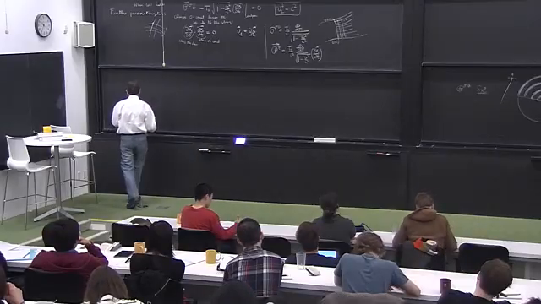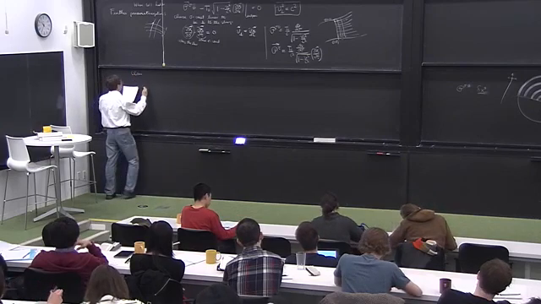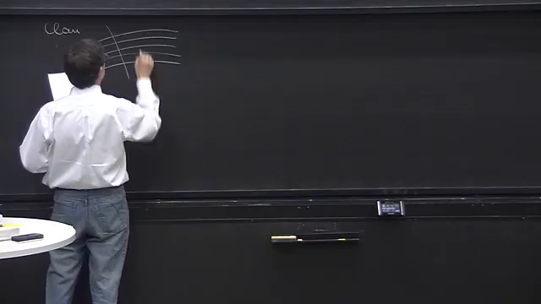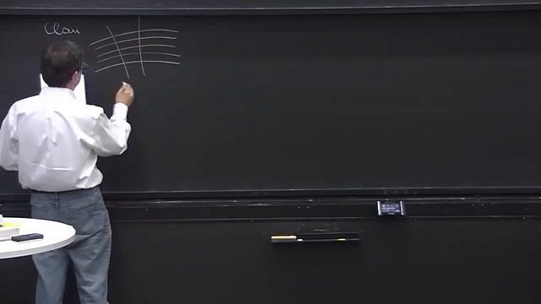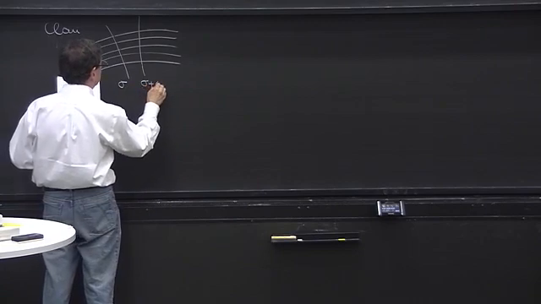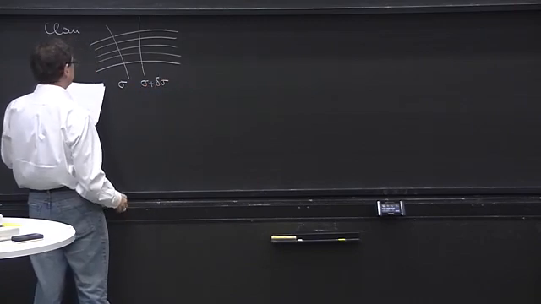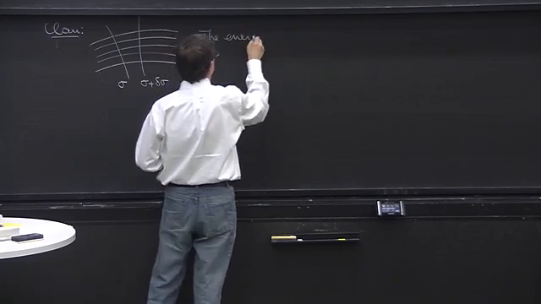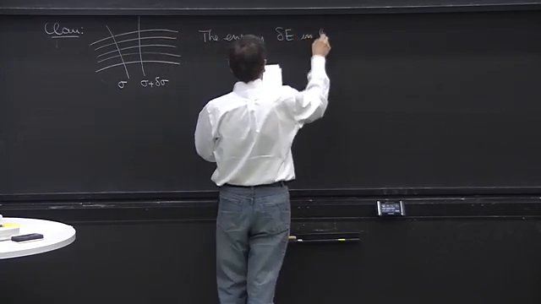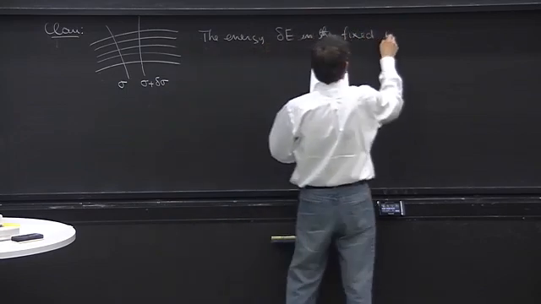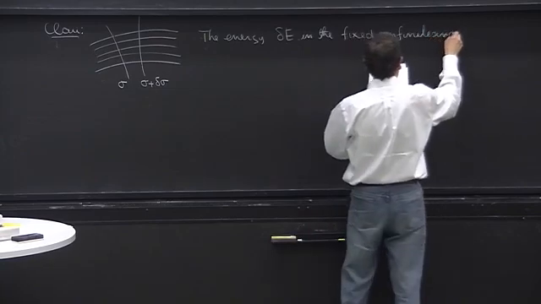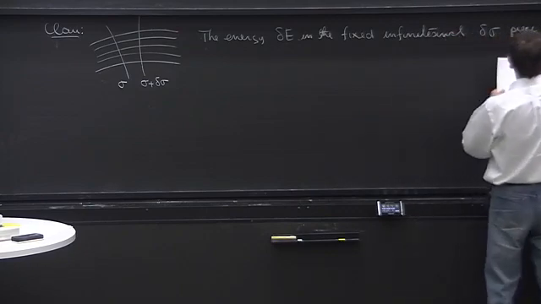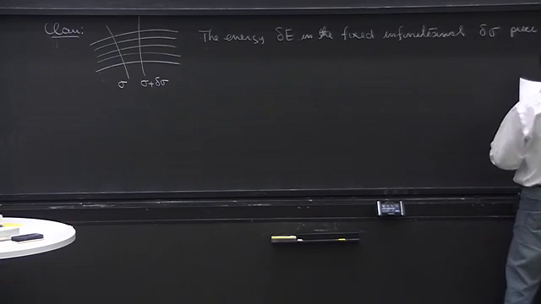So here is a claim. Suppose you have these strings, with all these conditions that we've done, that the lines of constant sigma are perpendicular to this thing. Suppose you consider a point sigma and a very nearby point sigma plus delta sigma. Claim: the energy delta E in the fixed infinitesimal delta sigma piece is constant in time.